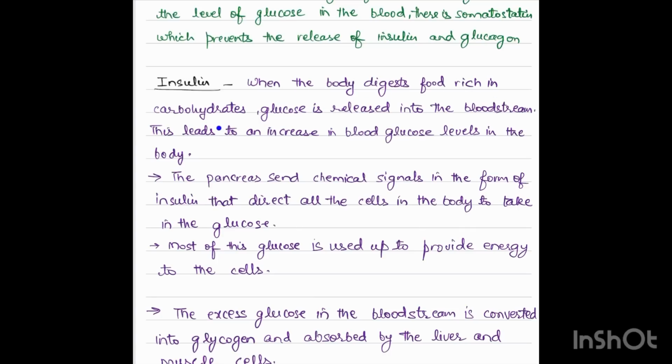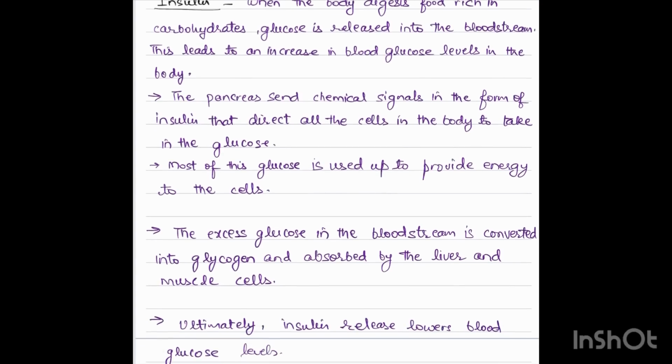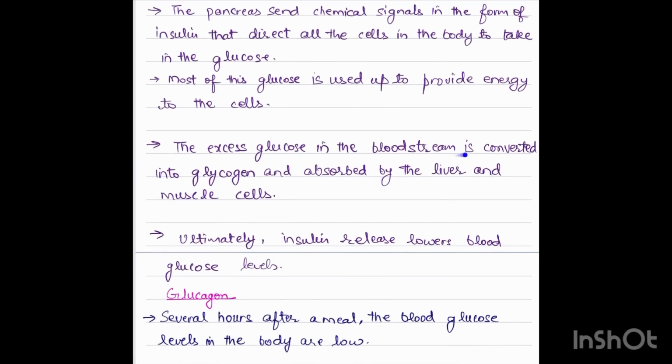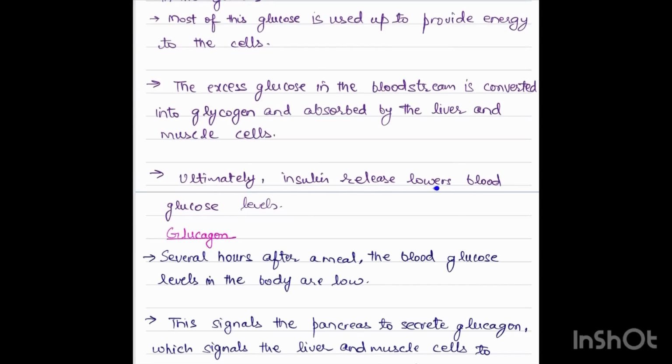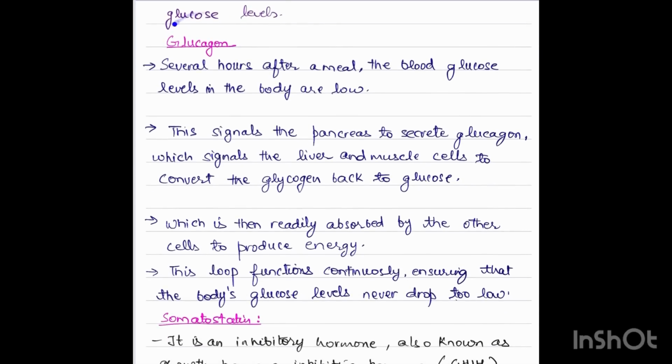Next we have insulin. When the body digests food rich in carbohydrates, glucose is released into the bloodstream, and this leads to an increase in blood glucose levels in the body. The pancreas sends chemical signals in the form of insulin that direct all the cells in the body to take in the glucose. Most of this glucose is used up to provide energy to the cells. The excess glucose in the bloodstream is converted into glycogen and absorbed by the liver and skeletal muscle cells. Ultimately, insulin release lowers blood glucose levels.